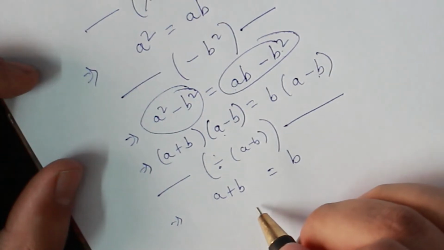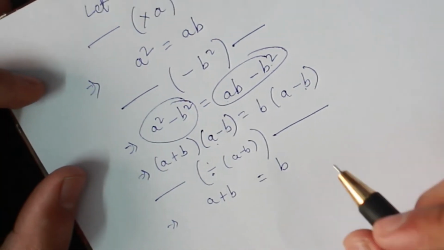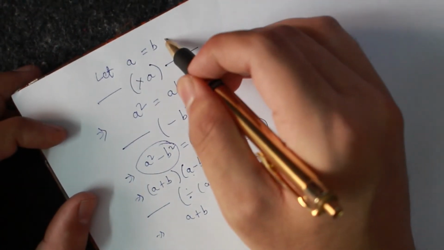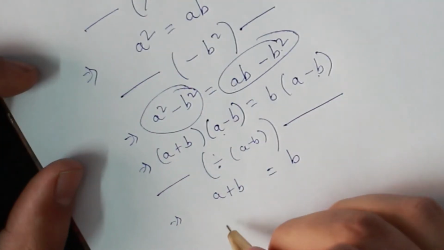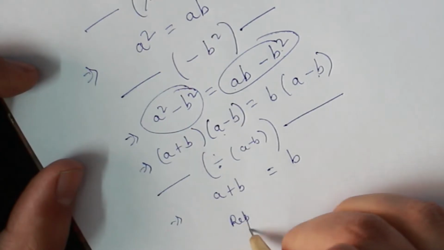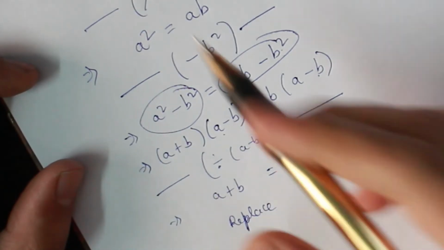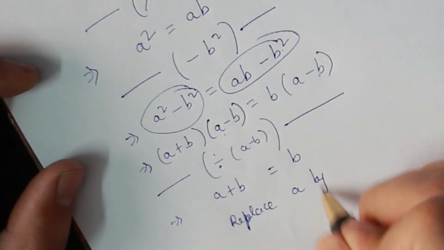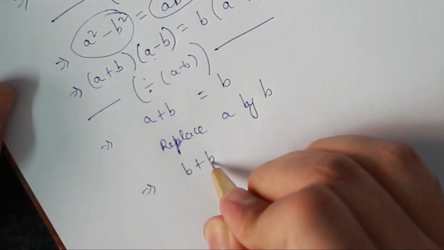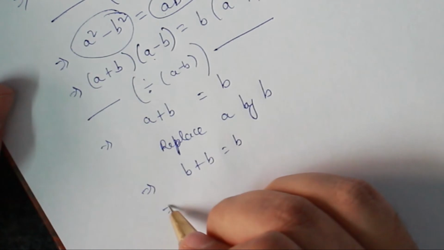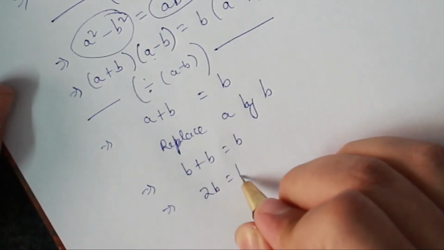Now I'm going to do a very clever thing. I'm going to use the assumption where I said let A equal B, and replace A by B. So this will result in B plus B equals B, which means 2B equals B.